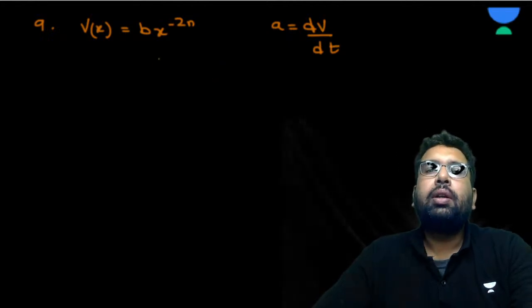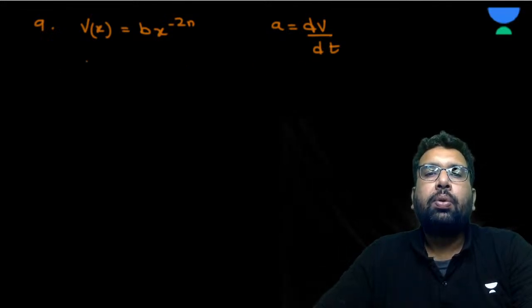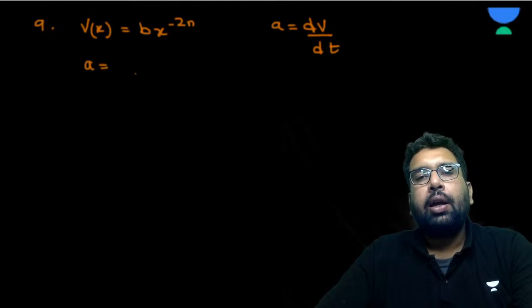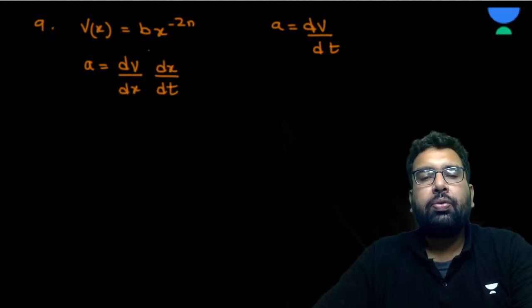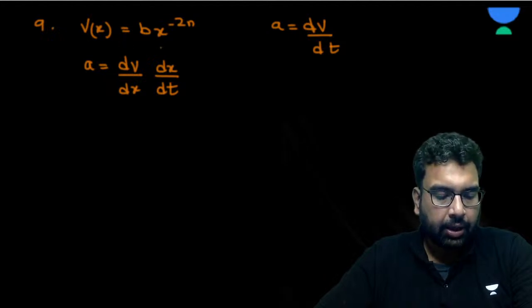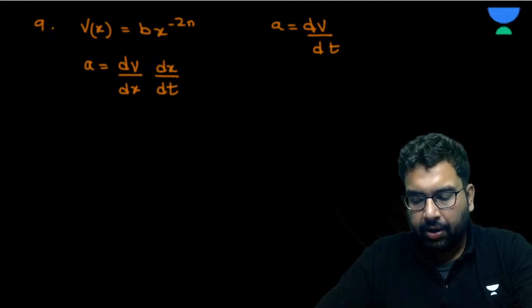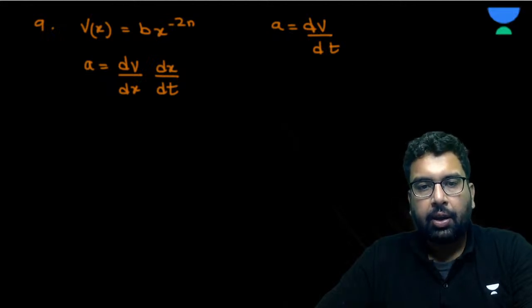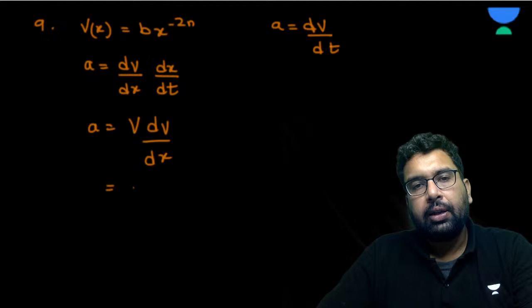But this function is given in terms of x, so we cannot have it differentiated with respect to t right away. So we have to write like this. Can I write dv by dt as dv by dx into dx by dt? We can't differentiate with respect to time right away, so we first make the arrangement. So acceleration becomes v, since dx by dt is v, times dv by dx.